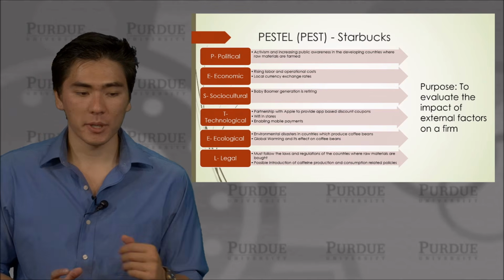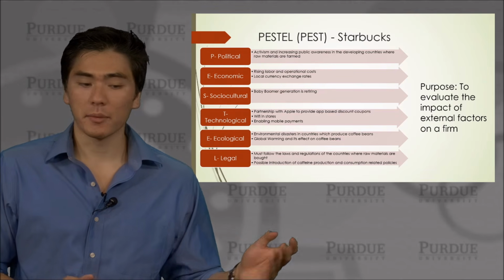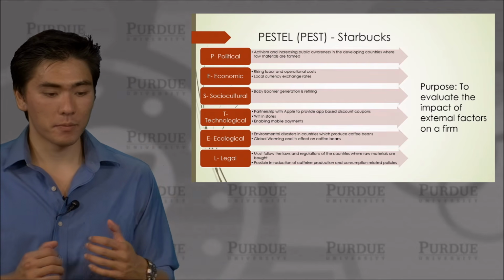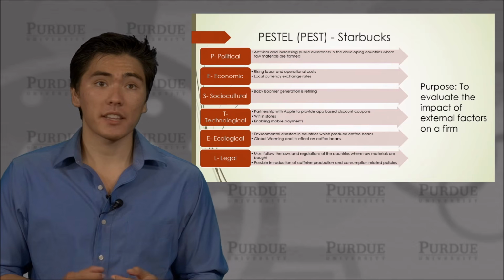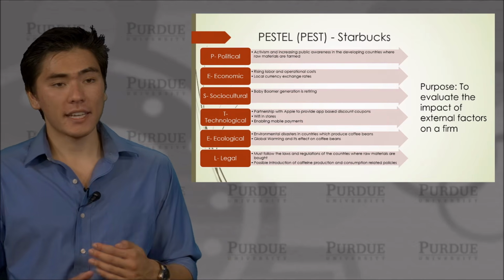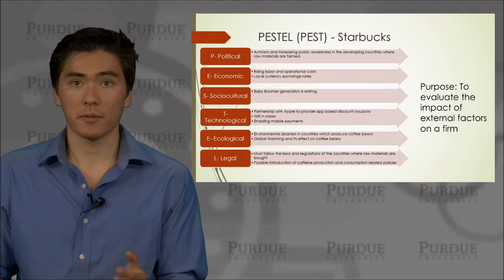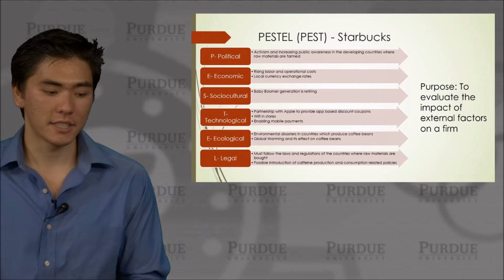So take Starbucks, for example. Some political factors that might come into play are activism and increasing public awareness in developing countries where raw materials are farmed. Obviously, this is very significant and affects their businesses. Because of this, it's important to clearly outline in political, as it will help shape your future implementation strategy that you go on to discuss later in the case competition.